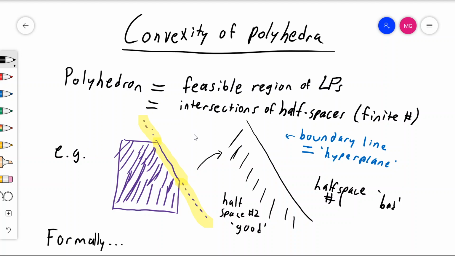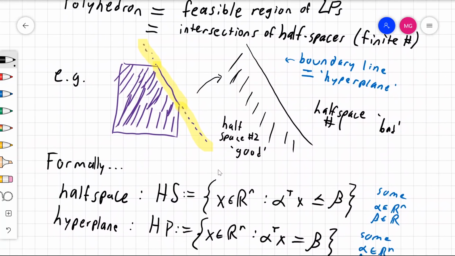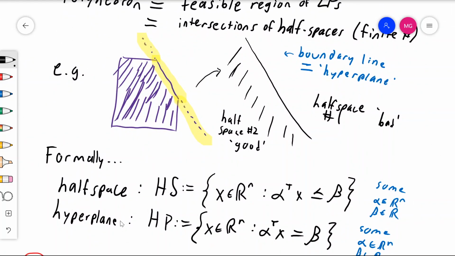And so the thing that we're going to show is that there's a geometric feature to these shapes, beyond the fact that it's a connected shape here: they're so-called convex. So these polyhedra, in addition to being the feasible region of a linear program and being the intersection of a finite number of half spaces, are also convex. We'll define convexity formally later, but first let's get a formal definition for half space and hyperplane.